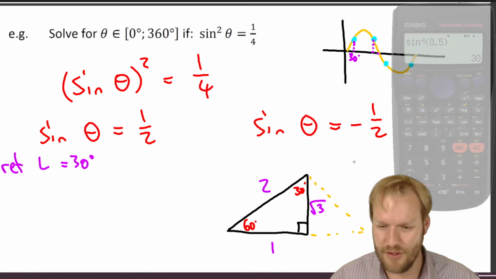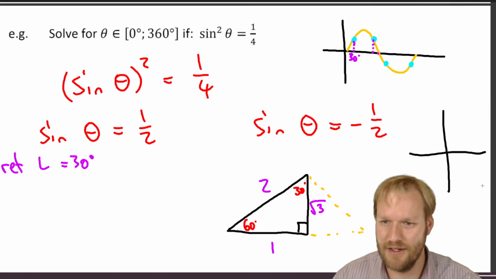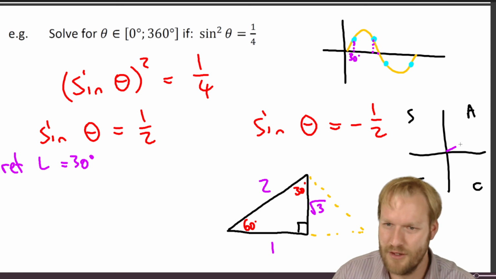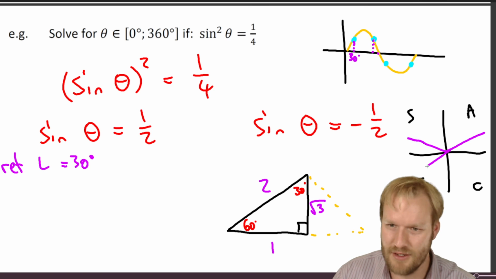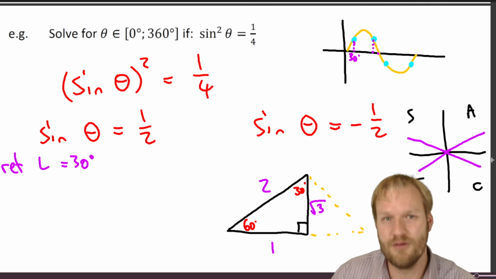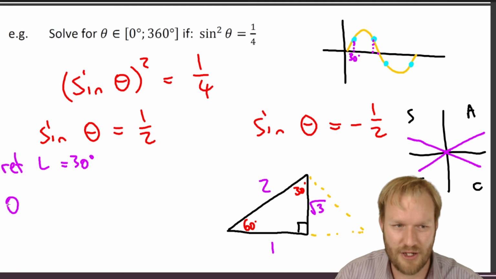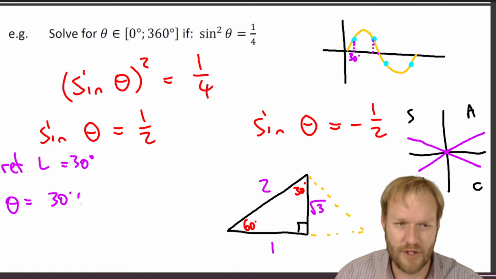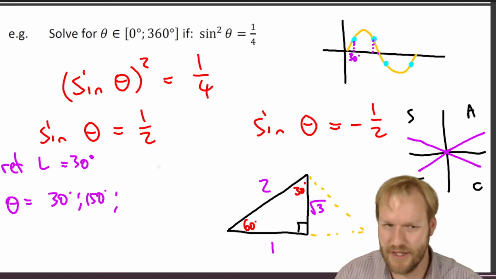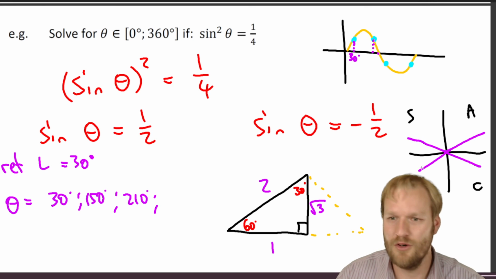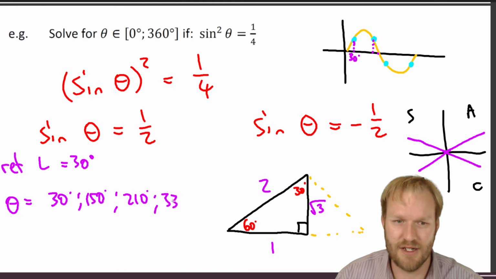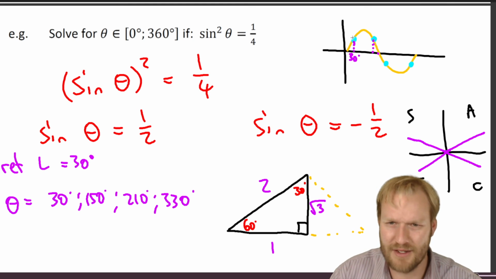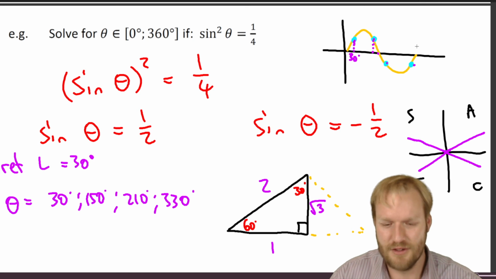Let's get rid of that and draw it over here. So we've got our CAST diagram, and we're looking at all our quadrants now. We're saying 30 degrees, 180 minus 30, 180 plus 30, 360 minus 30. So all our options are 30 degrees, or 150 degrees, or 180 plus 30, 210 degrees, or 360 minus 30 to give us 330 degrees. So they are the options between 0 and 360. And there's your graph just linking it together.